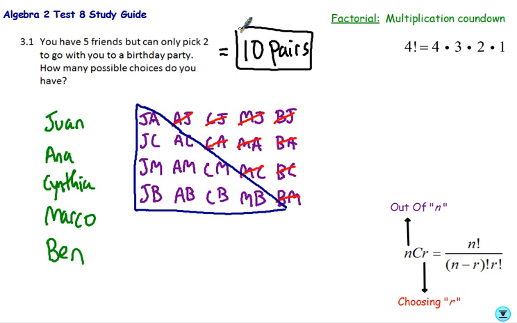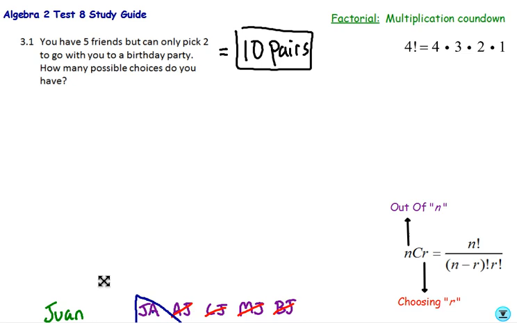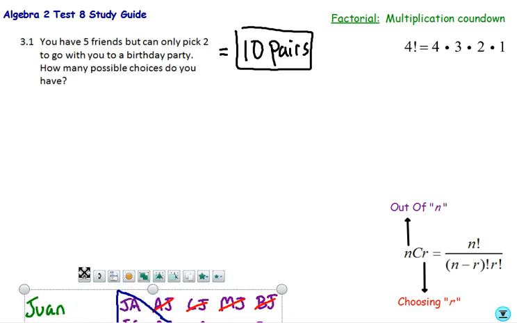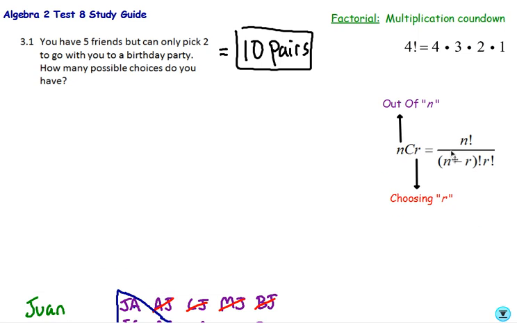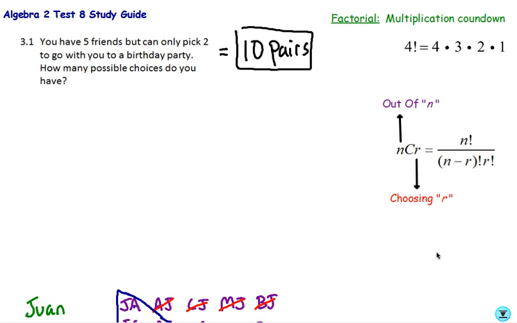So let me show you the shortcut. The shortcut is this formula that you see over on the bottom right-hand corner, and it's actually the formula that's listed at the top of your page there. The way this works is that it's using factorials, which again, a factorial is just the multiplication countdown. So for instance, an example would be 4 factorial, which would be 4 times 3 times 2 times 1.